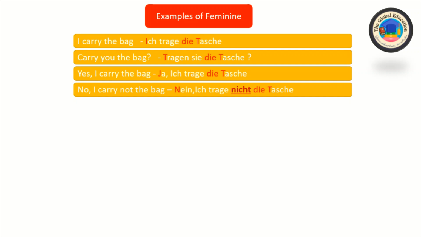So in this example, we use a verb, which means accusative case. So in feminine, we are now discussing the accusative case. Like tragen, we use as a verb.